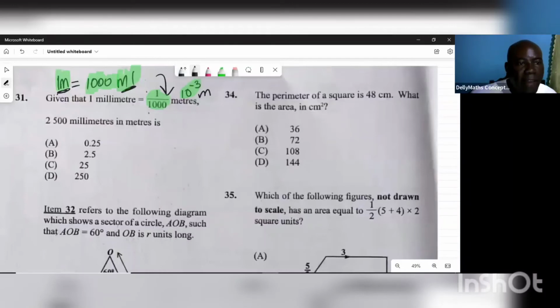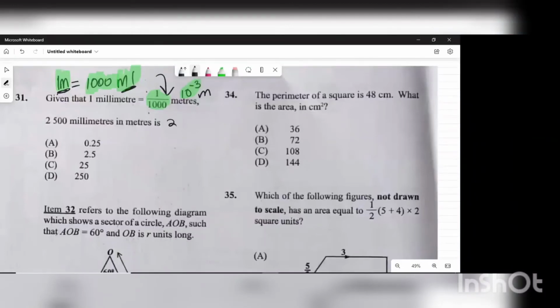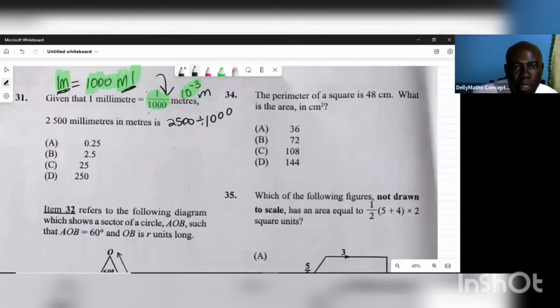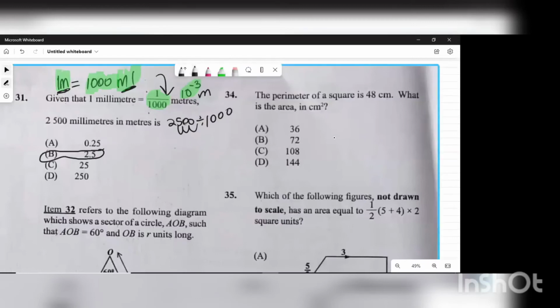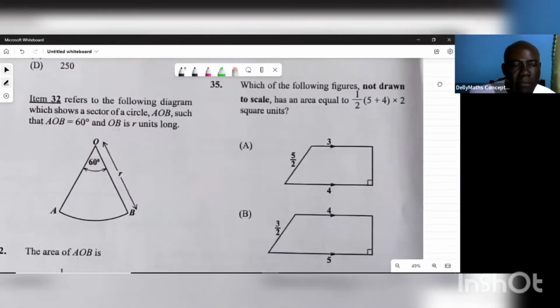So 2,500 millimeters to meters. You're just going to divide by 1,000. Yes, you just divide this by 1,000. So don't let them trick you. So you divide it by 1,000, 1, 2, 3, and you end up with 2.5. Yes, sir, 2.5. Same ideas. All right, so we go in the same way, same pace.